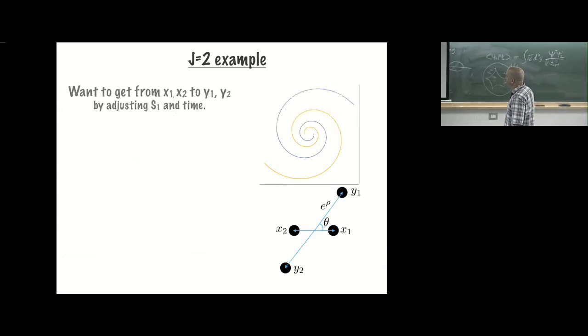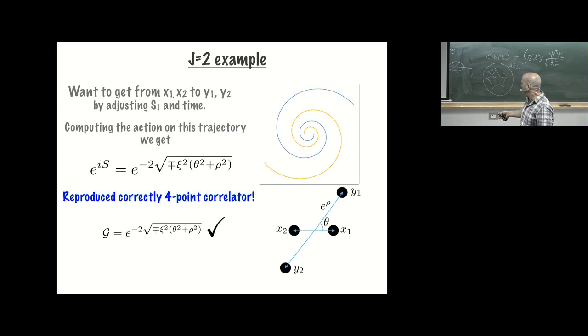Next thing, I want to consider the correlation function. The correlation function is a shooting problem. Start with these two particles at some time equal to zero and let them evolve. They start to circle around each other, and you want to find the time after which they arrive at a position where the two conformal cross ratios are what I called before theta and rho. And when you do that and plug it back into the action, you indeed reproduce the correlation function.